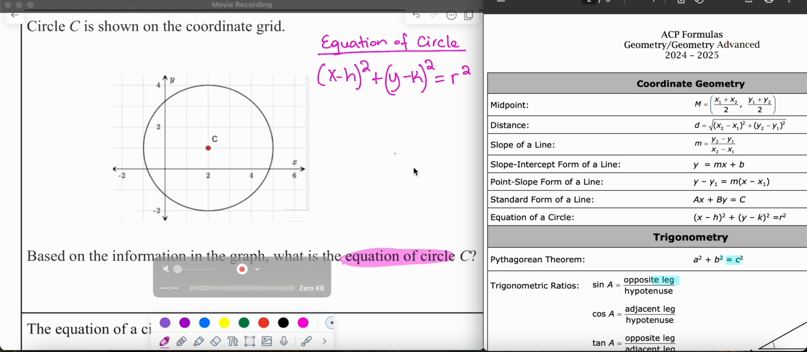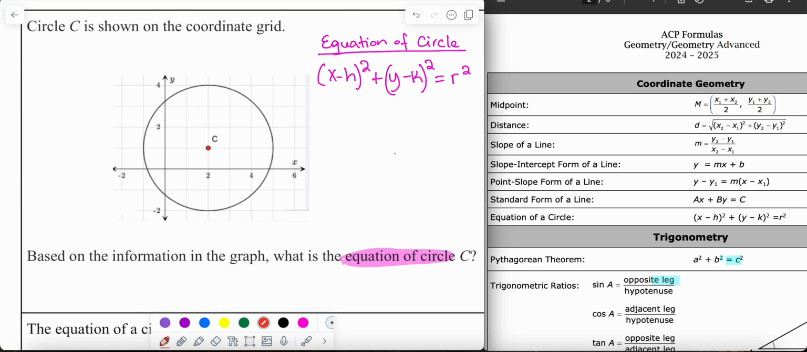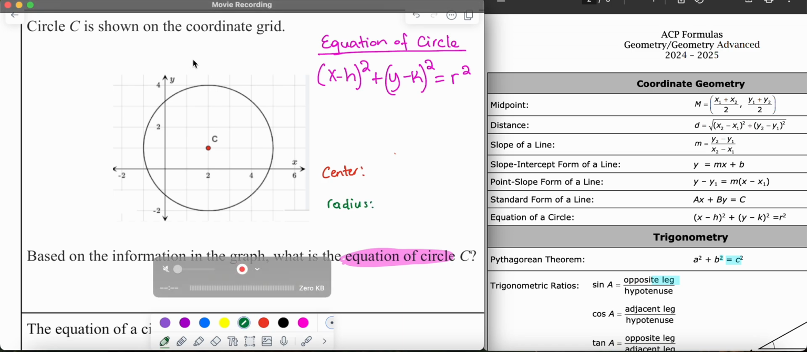All right. Now, to create the equation of a circle, we need two things. We need the coordinate for the center, and the center is right here. And we also need the radius of that particular circle. So let's write down the two things that we need. We need the center, okay? And we need the radius from the circle.